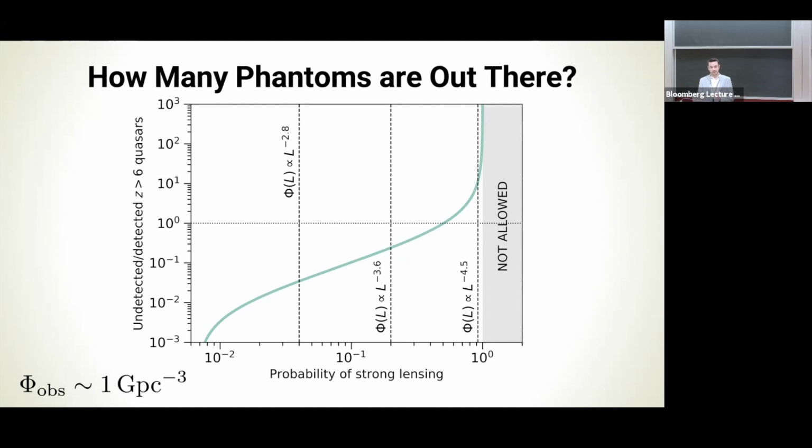So just to give some numbers, let's consider a number density of about 1 per cubic gigaparsec of quasars at high redshift. If you consider a shallow value of the bright end of the quasar luminosity function, you see that there is a very small correction. It's about 3% of the known population of high redshift sources, which is very possible. I would be surprised if we found exactly all the high redshift quasars.